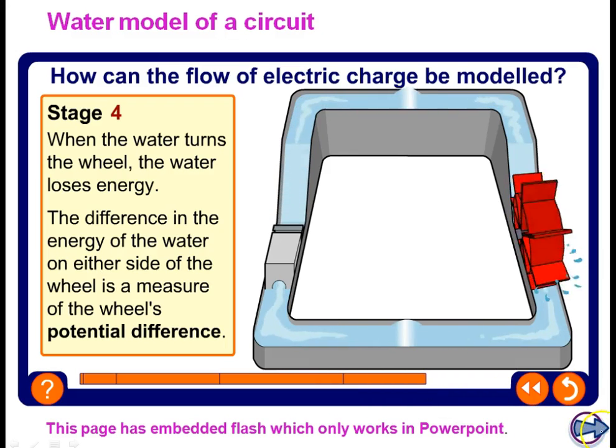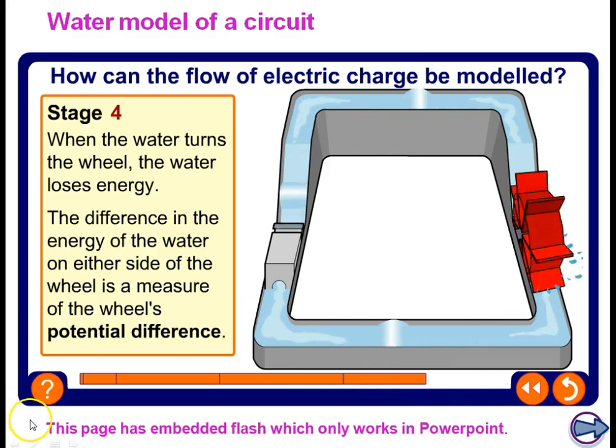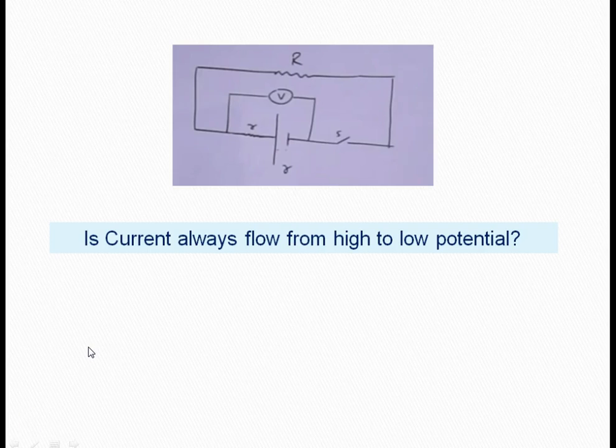Then we have to move on. Now you can tell me, does current always move from positive to negative potential? I think all of you know, we always take this as the direction of flow of current.